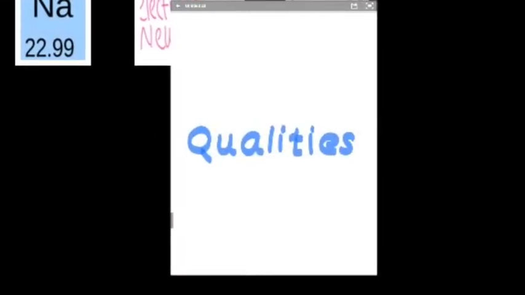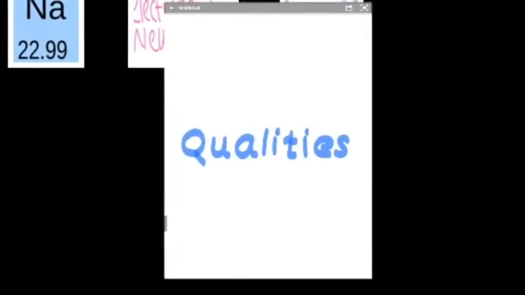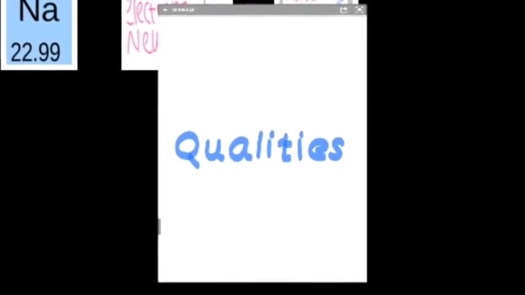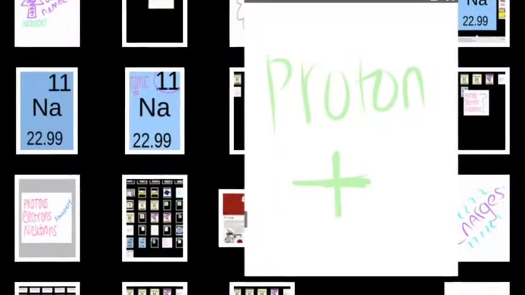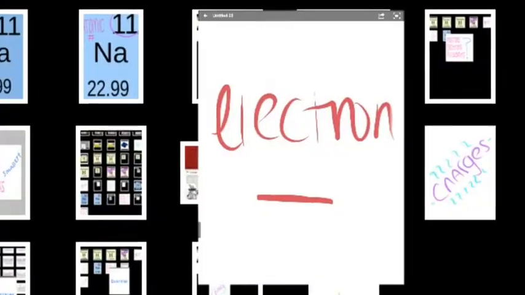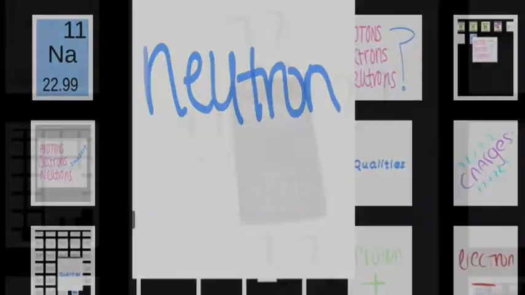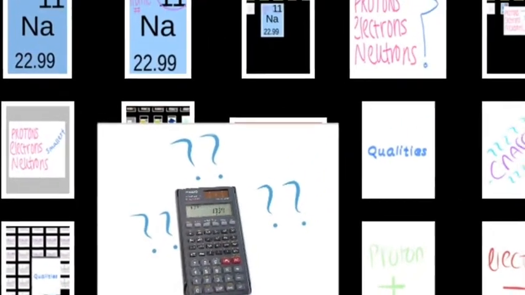What are protons, electrons, and neutrons? These 3 substances are the parts of an atom and help determine what qualities the atom and element have. Each of these has its own charge. For example, the proton has a positive charge, the electron has a negative charge, and the neutron has a neutral charge. How can we use these 3 different substances to calculate one another?